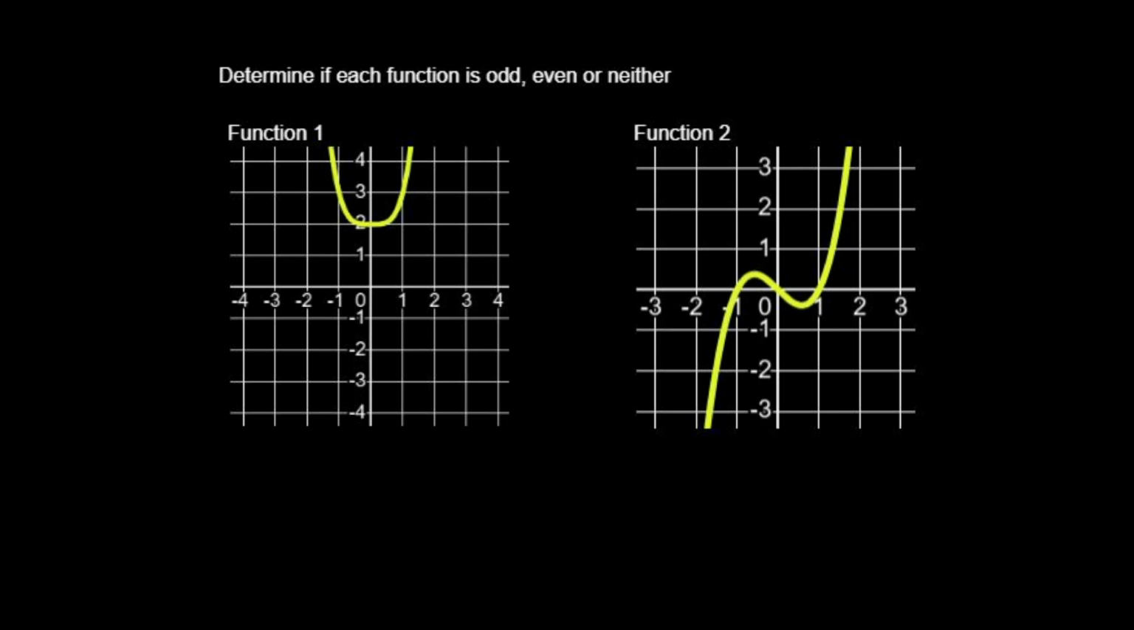So in this example, we're going to be determining if these two functions are even, odd, or neither. I'm going to start with function 1 here on the left. If you look at it, you can see that if I draw a line straight down the middle, both sides look basically the same. It's a reflection across the y-axis, which would make this an even function.